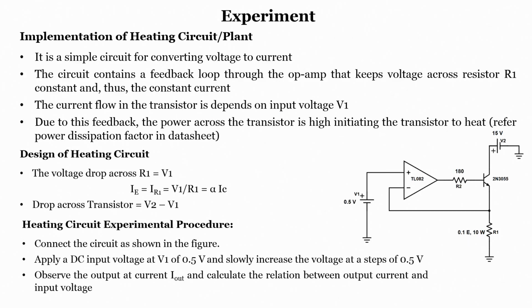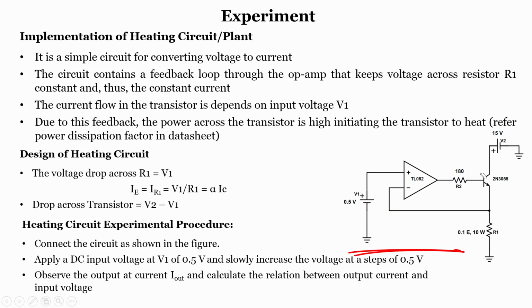Now, for the implementation of the heating circuit or plant, it is a simple circuit for converting voltage to current. The circuit contains a feedback loop through an op amp that keeps the voltage across the resistor R1 constant, and thus a constant current. This is the circuit. The current flow in the transistor depends on the input voltage, because whether the transistor is on or off depends on the voltage that we apply to this operational amplifier.